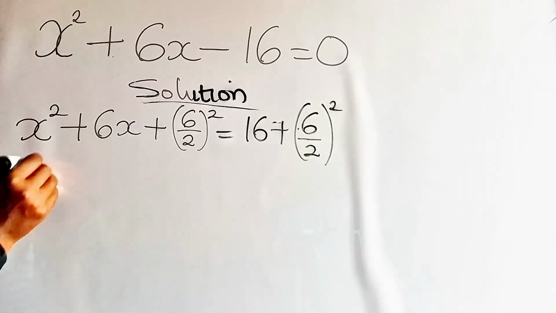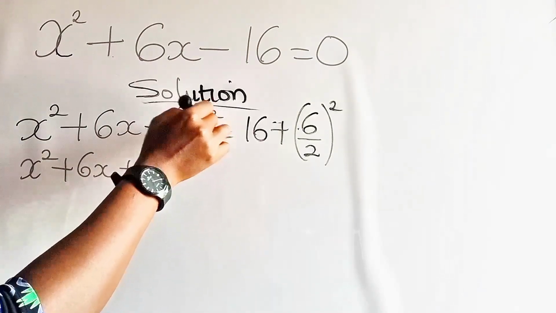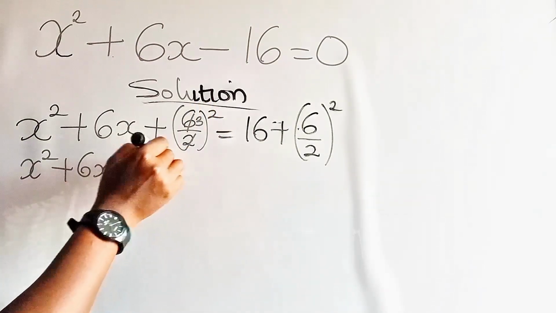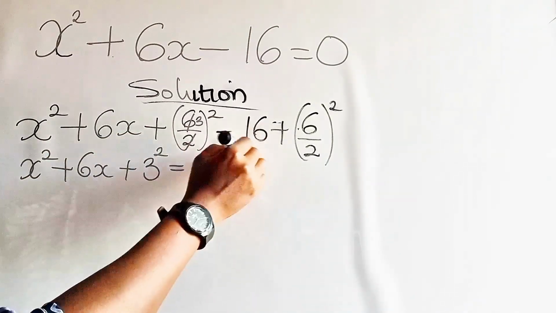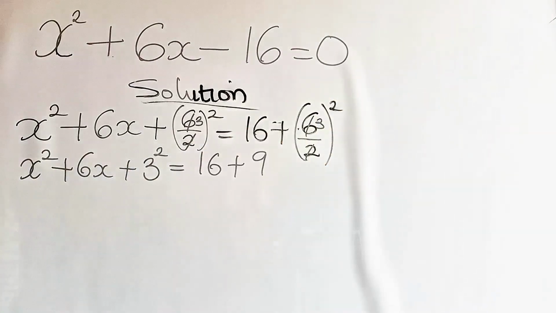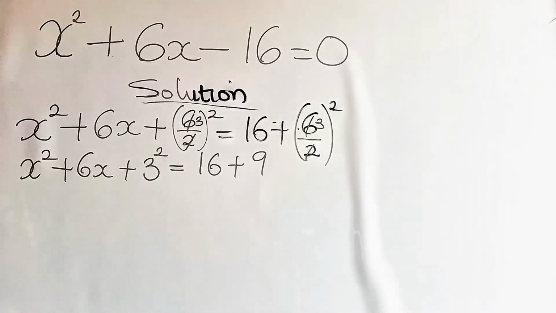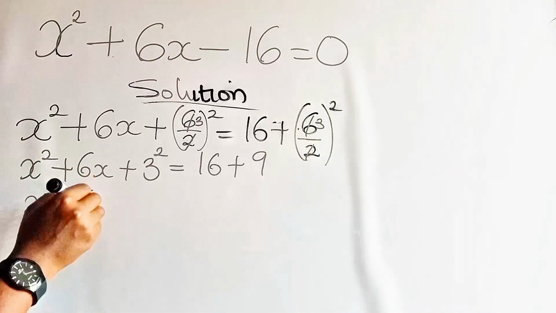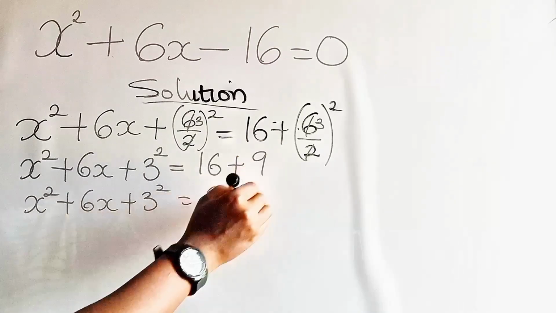So we have x squared plus 6x plus, 2 goes into 6, 3. I will leave it this way, 3 squared. I will not simplify further. Then I have here 16 plus, 2 goes into 6, 3, and 3 squared is 3 times 3, and that's 9. I'm intentionally leaving this square without simplifying for some reason, which I will tell you as we move on. Now we have x squared plus 6x plus 3 squared equals 16 plus 9, which is 25.